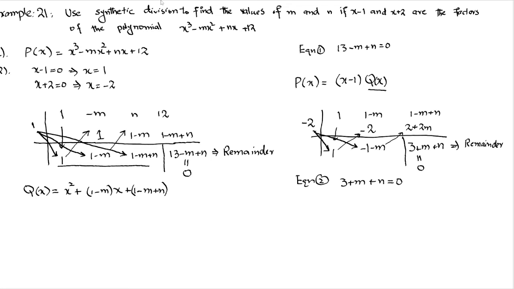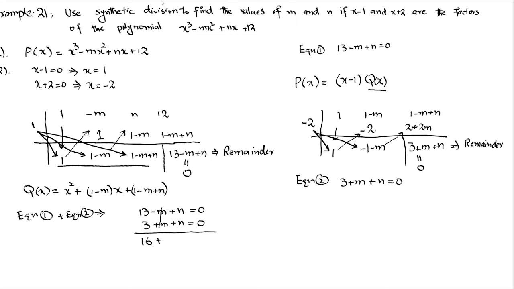Now we will add equation number 1 to equation number 2. Equation number 1 is 13 minus m plus n is equal to 0. Equation number 2 is 3 plus m plus n is equal to 0. We will perform addition. Minus m plus m cancels out. 13 plus 3 is 16.